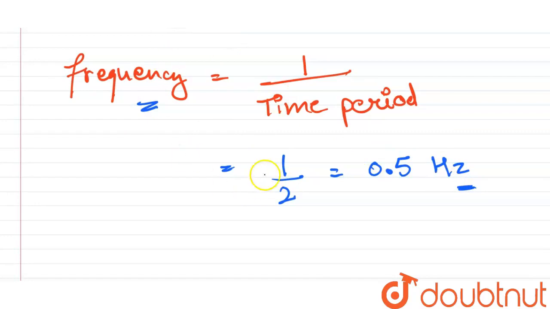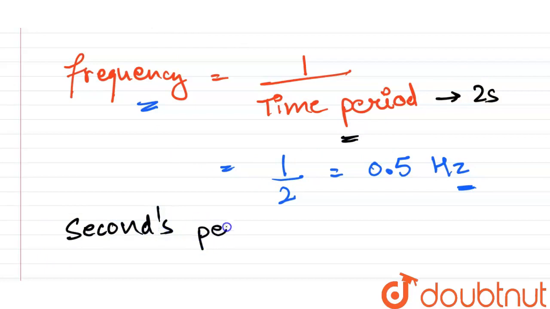And for a special case where the time period of a pendulum is 2 seconds, the name of the pendulum is seconds pendulum. Alright. So for the pendulum whose time period is 2 seconds, it is called seconds pendulum.